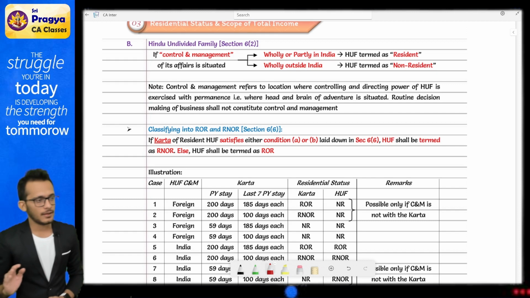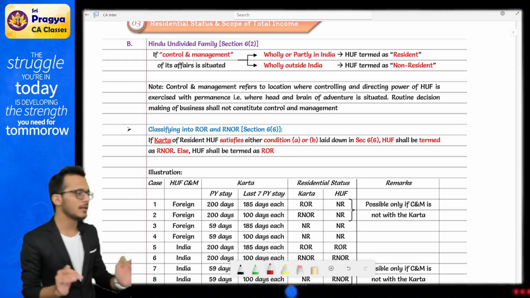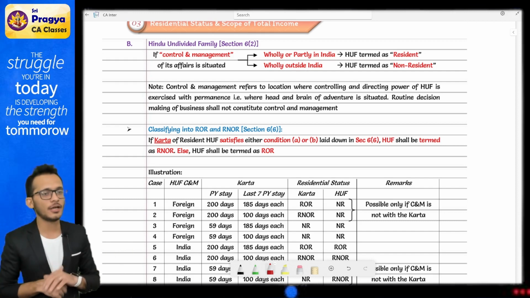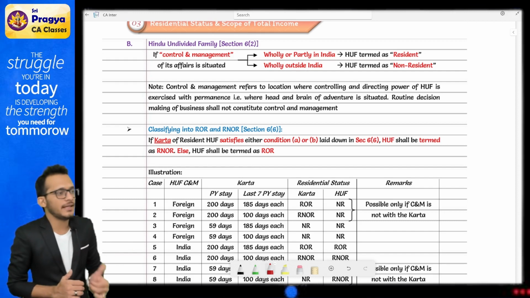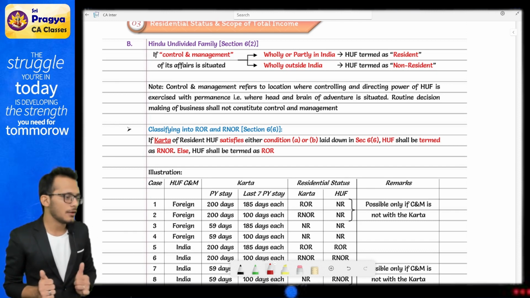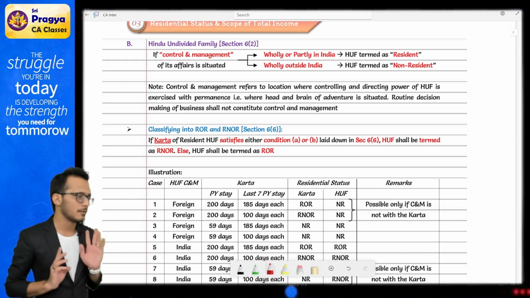HUF becomes RNOR. Please understand, Karta and HUF are independent persons. They cannot be linked to each other. You will not say that the HUF is resident, therefore the Karta is also resident, or that the HUF is non-resident, therefore the Karta is also non-resident. There can be a possibility that both are different.